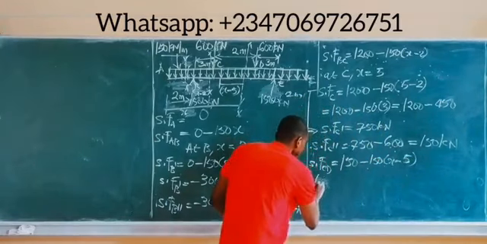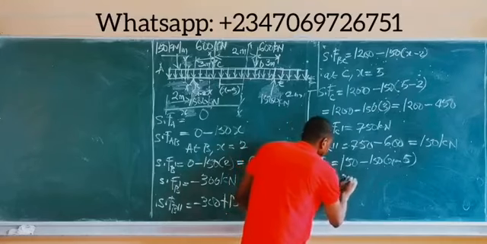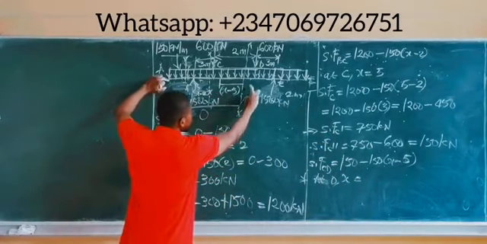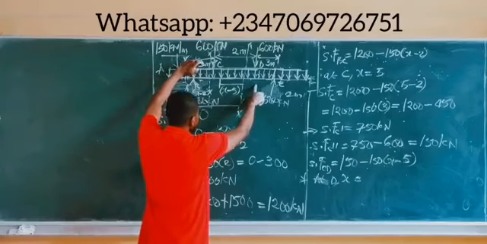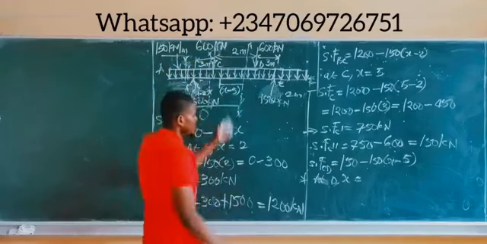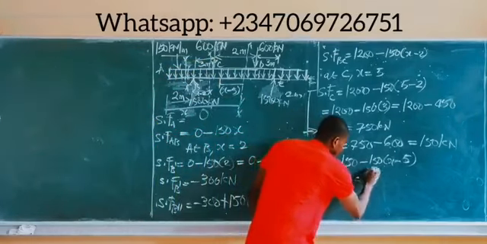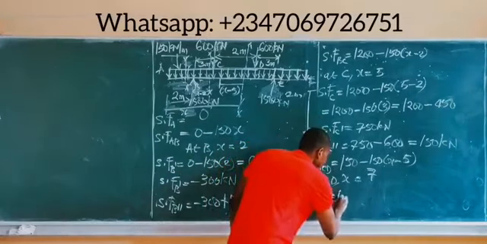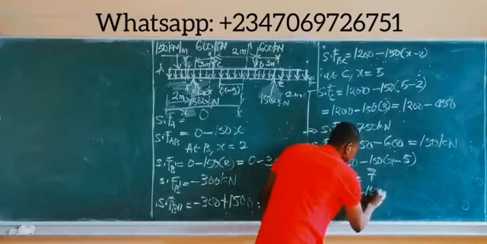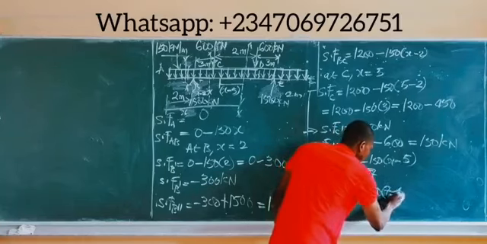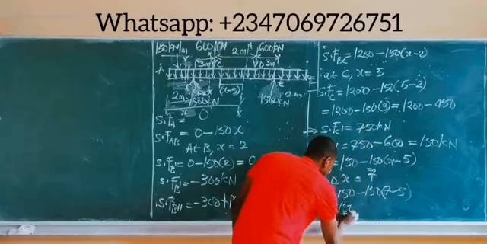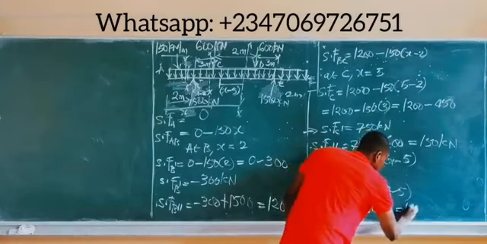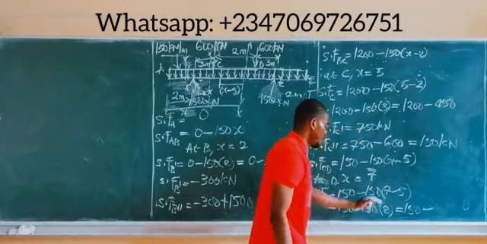At point D finally, X is equal to the total length from point A to point D, and the total length from point A to point D is 2 plus 3, that's 5, plus 2, that's 7. So at D, X is equal to 7. So shear force at D is equal to 150 minus 150 into 7 minus 5. 7 minus 5 is 2, so this is equal to 150 minus 150 times 2, which is 300.